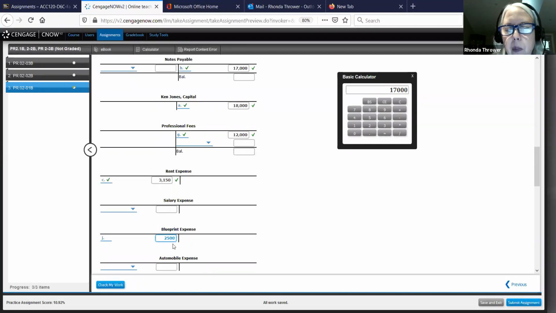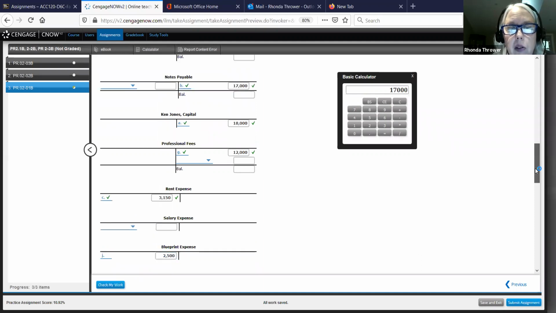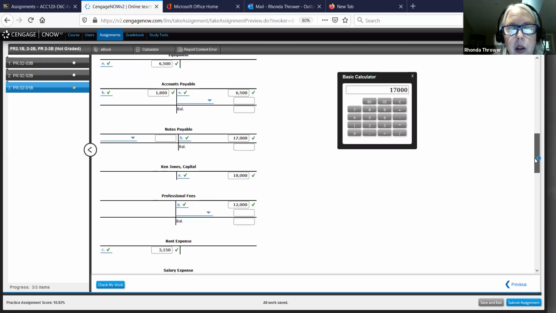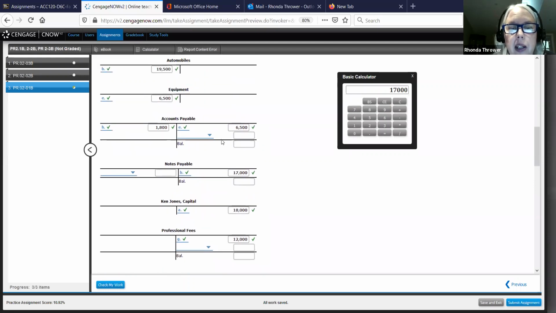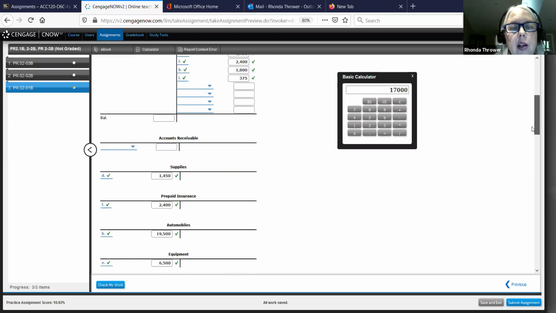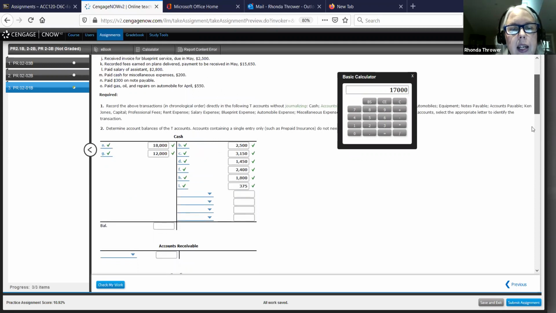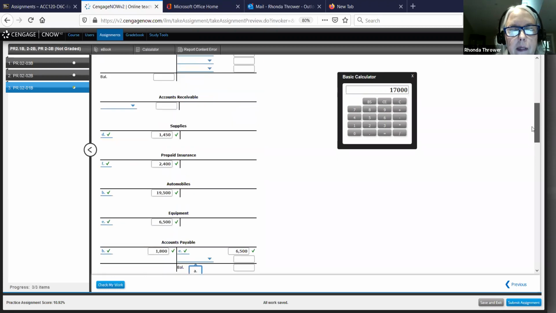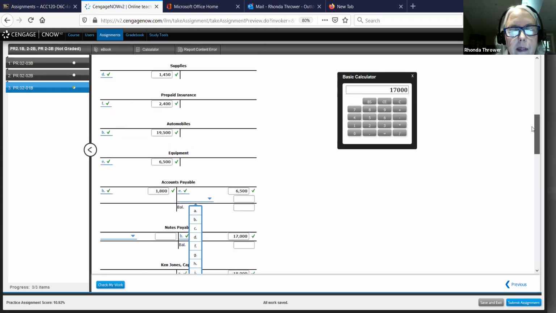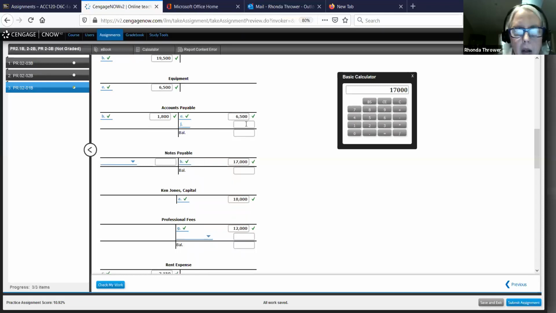Now, I did not pay cash for it. It's due next month. Next month, I'm going to pay cash for it. But this month, it's going to be a liability to me. So in my drop-down menu under accounts payable over on the credit side, I'm going to pick up the transaction, which was J. And I'm going to put in the amount of $2,500.